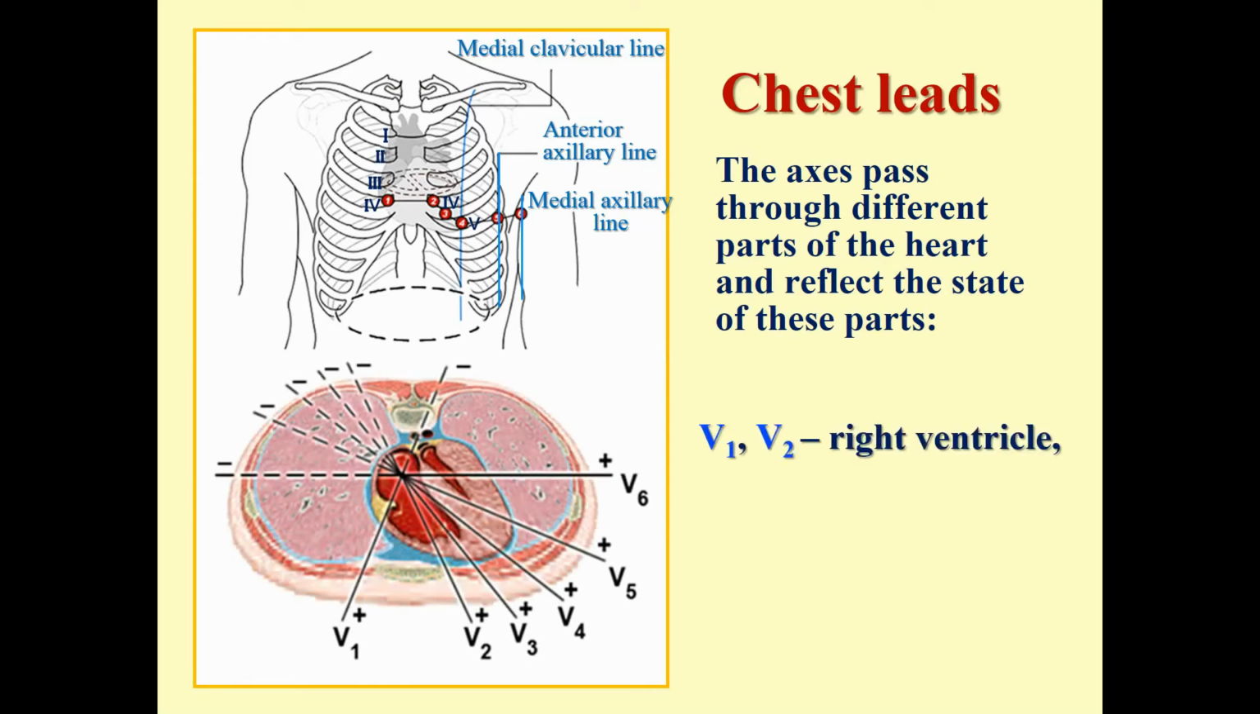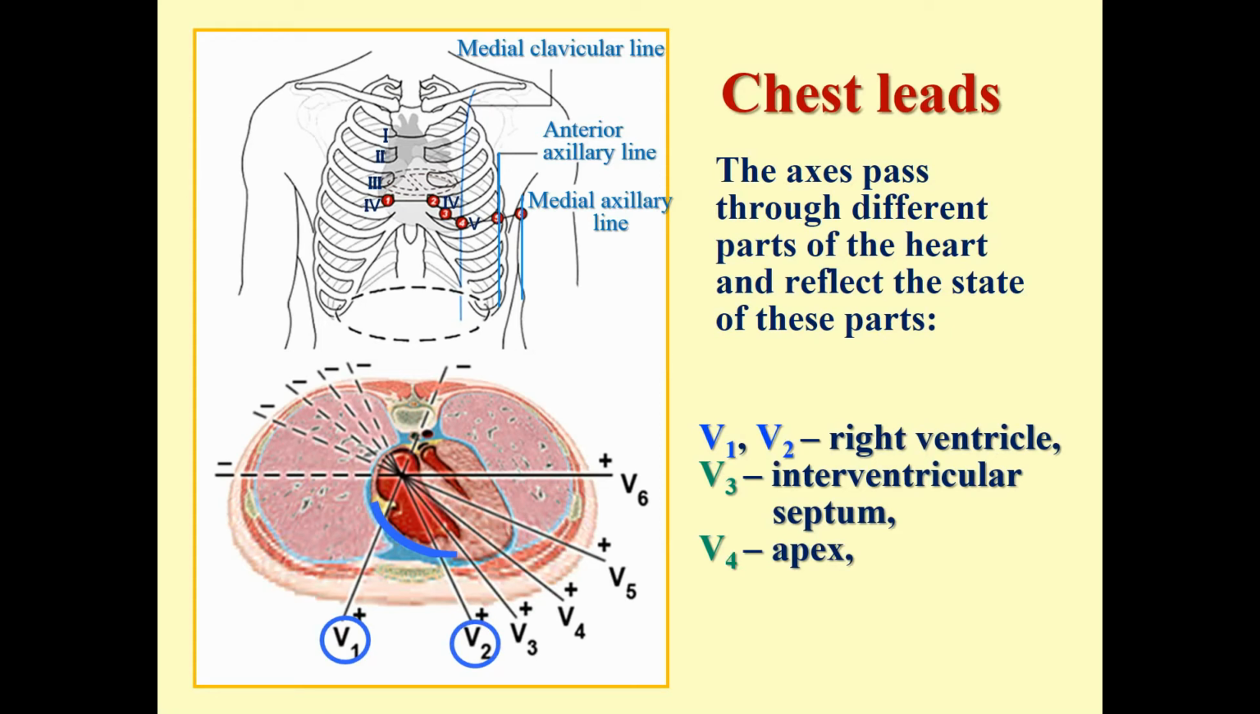Look, V1 and V2, which are right leads, really are passing through the right ventricular wall. Then V3 and V4 pass through the interventricular septum and apex. And V5 and V6 pass through the left ventricular wall. So that's why they are called left leads.